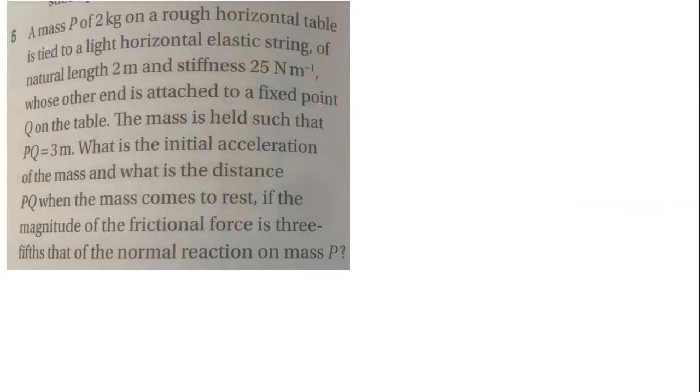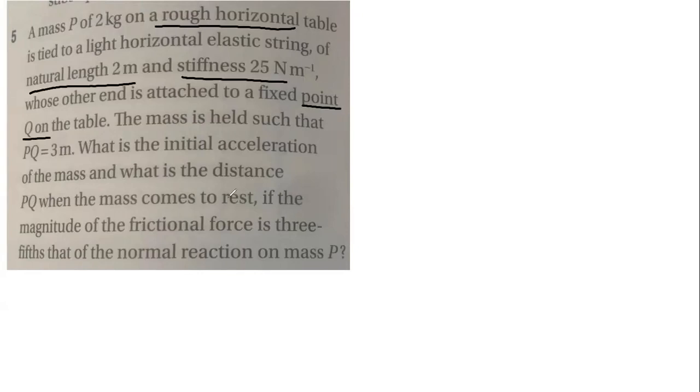Now, let me start with this question. We have a mass P of 2 kilograms on a rough horizontal table. Rough horizontal table means we have friction, okay? And it's tied to a light horizontal elastic string. The natural length is 2 meters, and there is a stiffness. So we have some elastic force there.